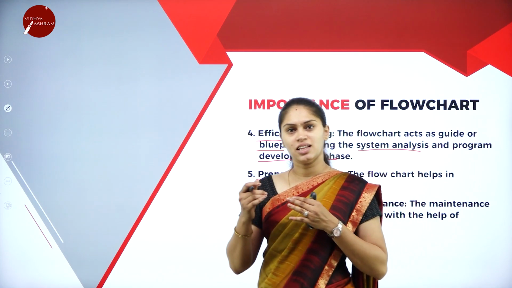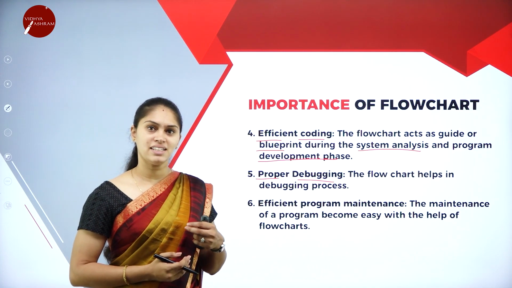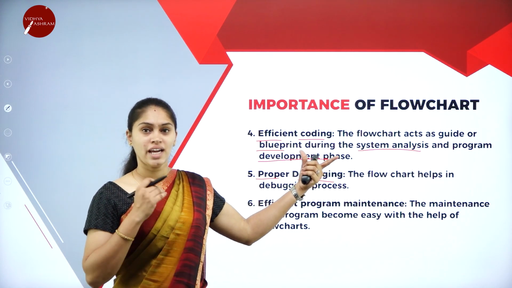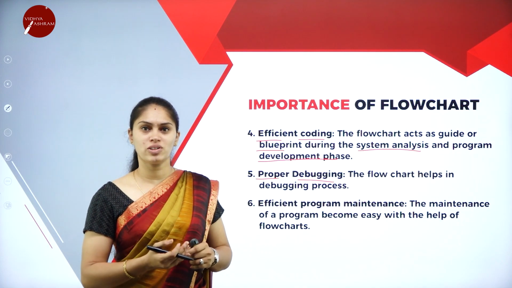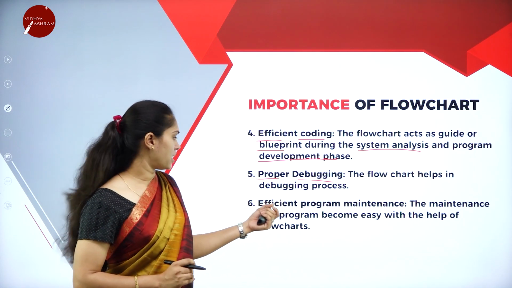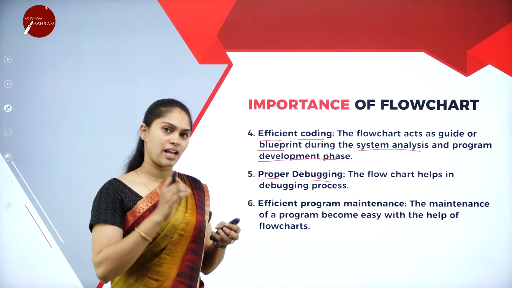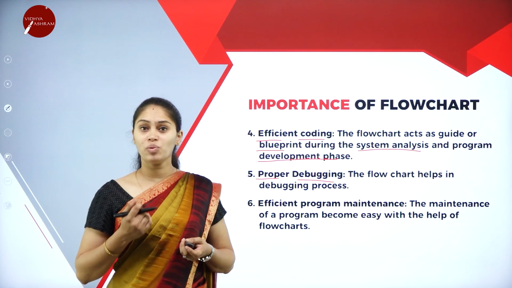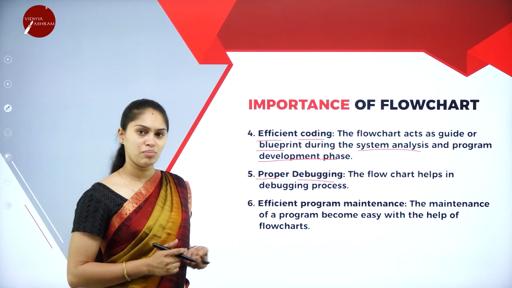If it is in pictorial form, in some shapes or symbols, at that time I will easily get to know that yes, I am getting an error in this stage. So instead of looking into all the stages, I can directly move to a particular stage and get to know that yes, there is a bug or an error. So proper debugging can happen with this flowchart. That means it will directly take us to a particular stage, and the rectification or removal of that error will be easier. That is how the flowchart helps in the debugging process.